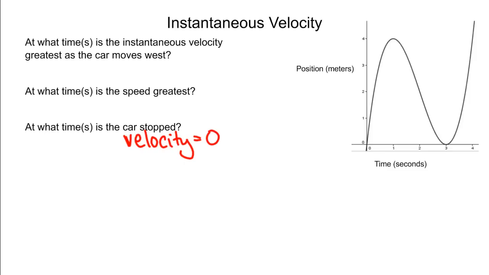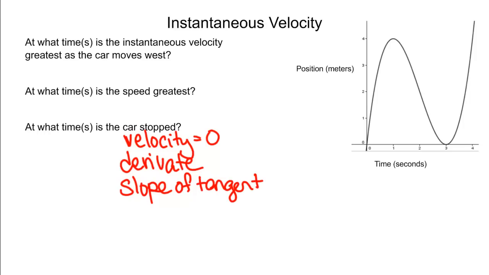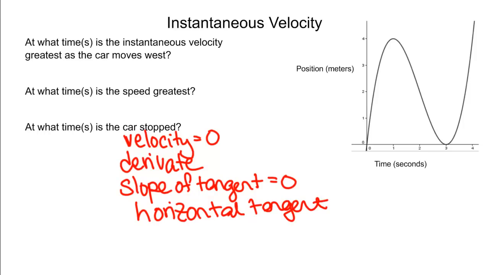And velocity, or instantaneous velocity, is the same as the derivative, which is the same as the slope of the tangent line. So we're looking for when the slope of the tangent line is 0. And if we have no slope, then we have a horizontal tangent. All right, so where do we have horizontal tangents? There and there. So at time equals about 1.1 and time equals 3.